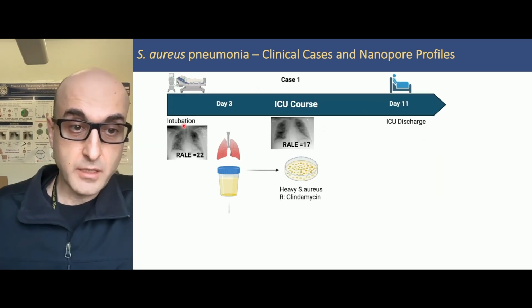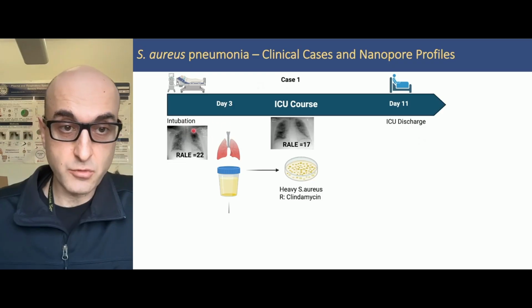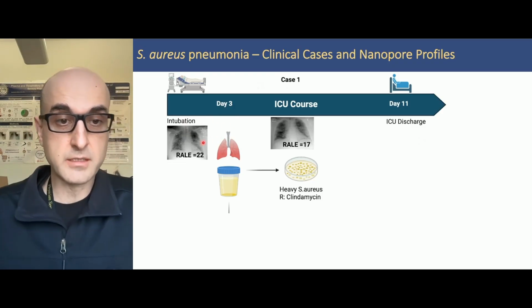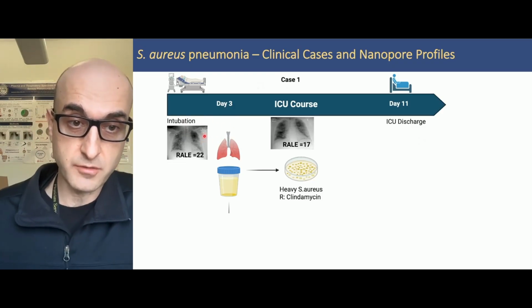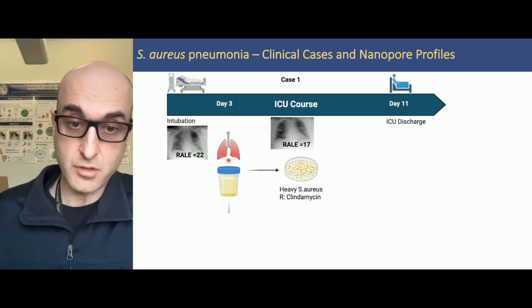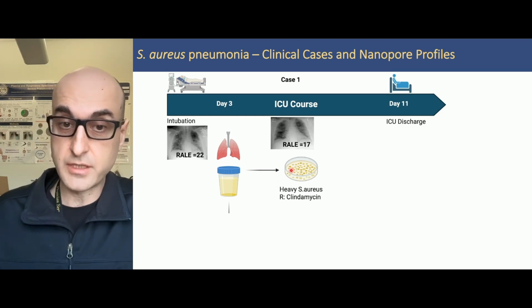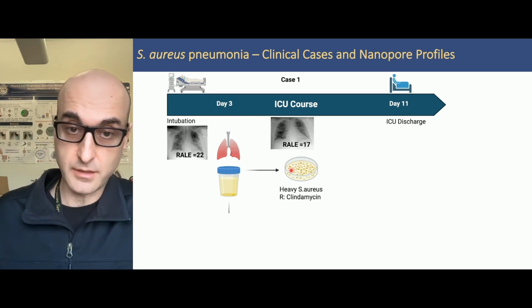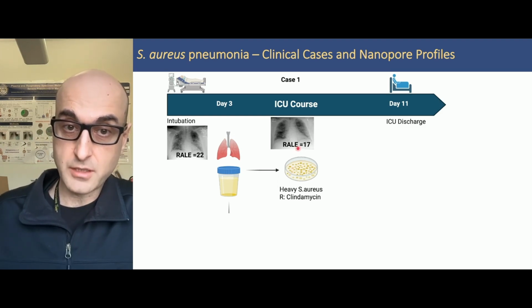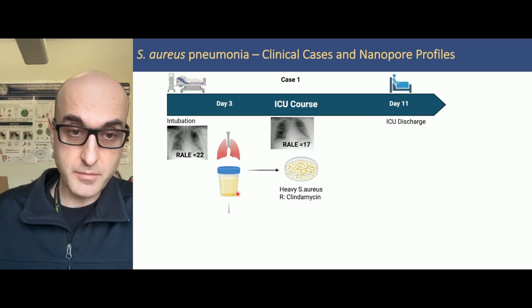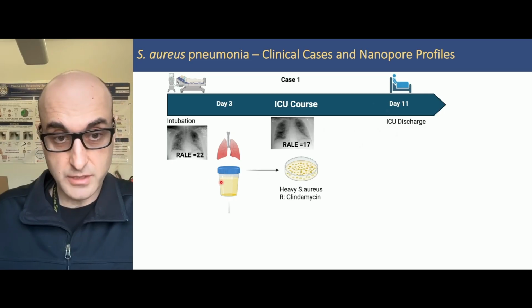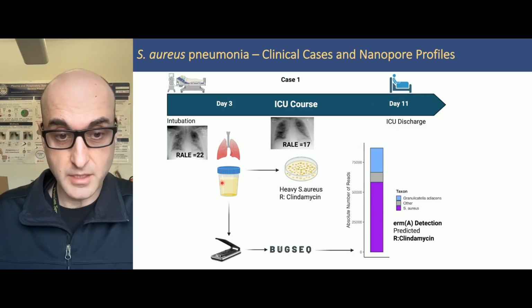Case one was intubated, was hypoxemic, requiring proning, not getting better, so the clinical team started getting concerned about a superinfection. On day 3, they performed a bronchoscopy that demonstrated heavy Staph aureus growth. It was resistant to clindamycin, sensitive nonetheless to oxacillin. They started appropriate antibiotics, and the patient improved to the point that they were discharged from the ICU by day 11. Now let's see what happened in a respiratory biospecimen that we did Nanopore metagenomics on at the same time.